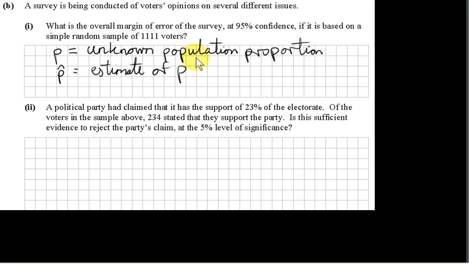Okay, so we have a sample of 1,111 voters. Sample size is denoted by little n. So we survey this sample, asking the voters in the sample what their opinion is on some issue, and we get the proportion of the sample that agree or disagree on some issue, and that's our p hat, and that's the best we can go on as an estimate for p, because we can't survey the entire population.